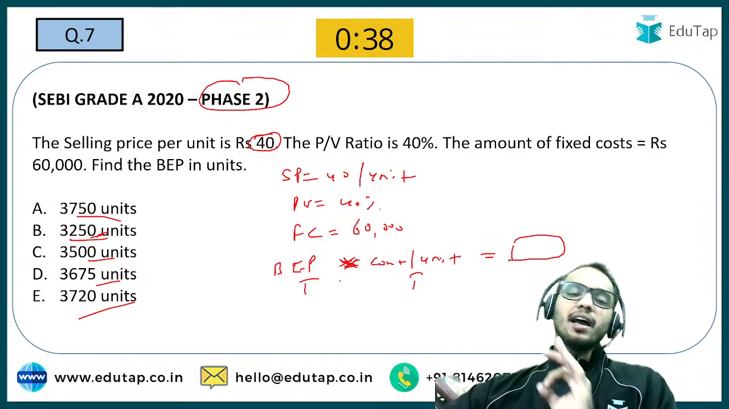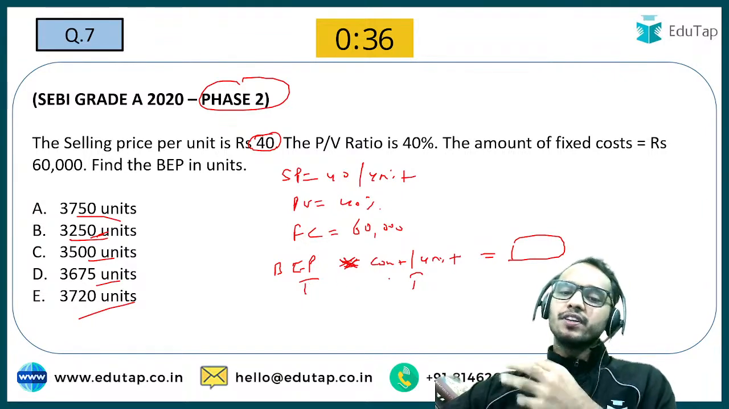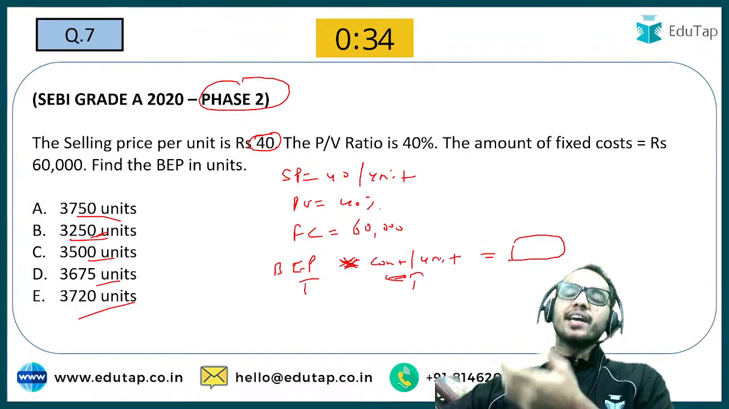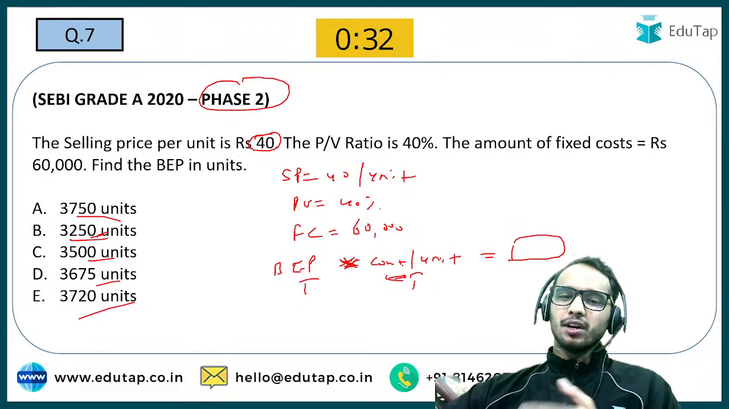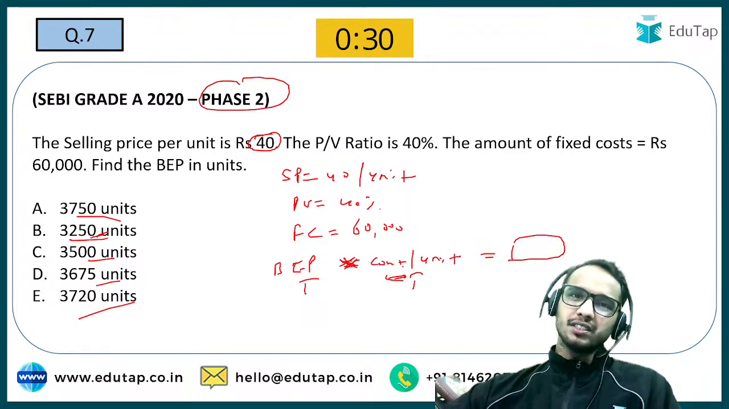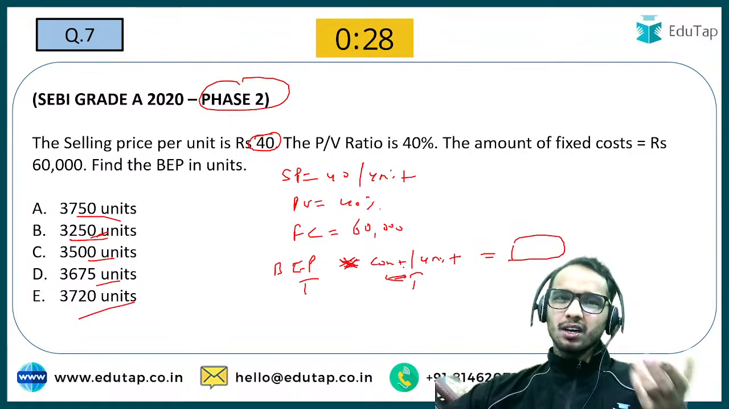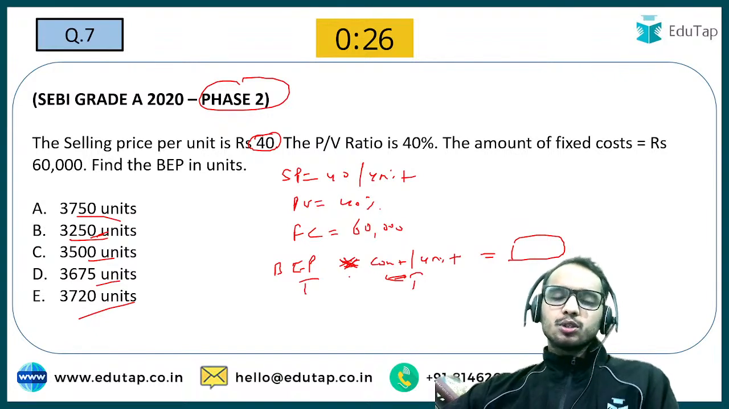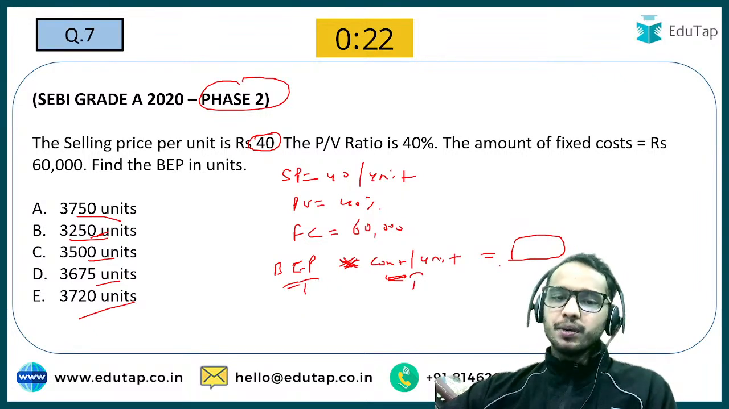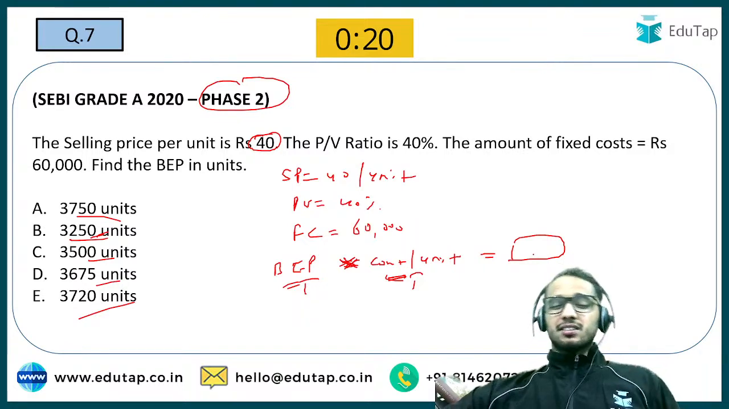If you multiply BEP in number of units with contribution per unit, what are you going to get? What is this contribution per unit? It is basically PV ratio, you can say, isn't it? PV ratio is what? Contribution divided by sales, right? So when you multiply contribution per unit with BEP, what are you going to get? Can anyone tell me this?